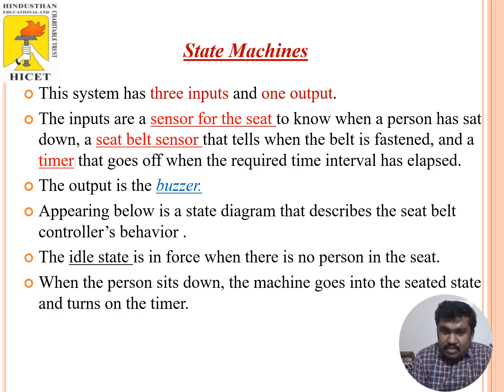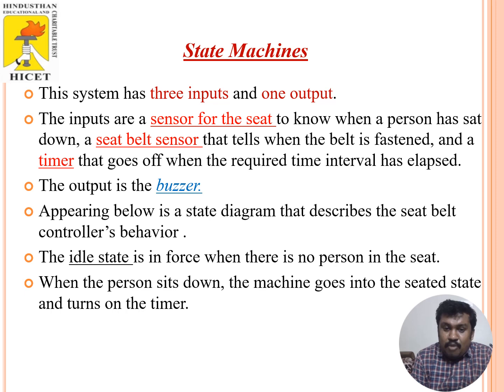Coming to the system, it has three inputs and one output. We have already seen the diagram in the previous slide. Here the inputs are: first, a sensor for the seat, to know when a person has sat down. The second input is a seat belt sensor that tells when the belt is fastened. And the timer is very important, which goes off when the required time interval has elapsed.